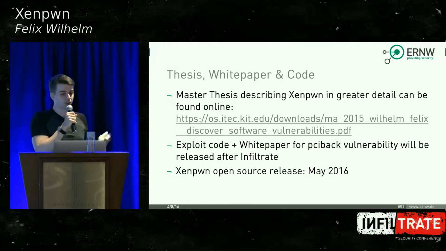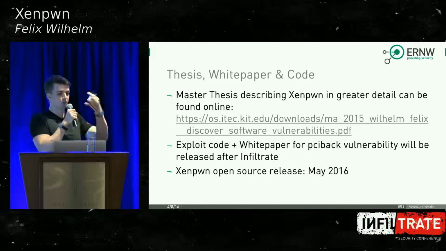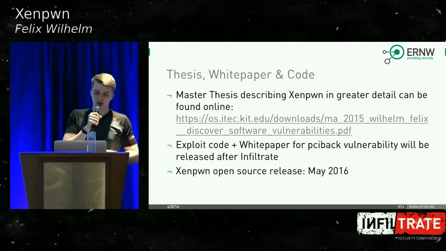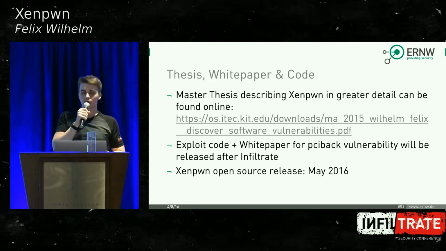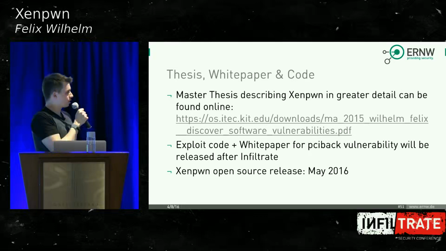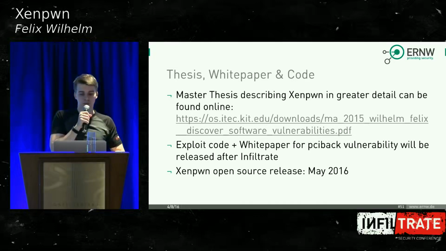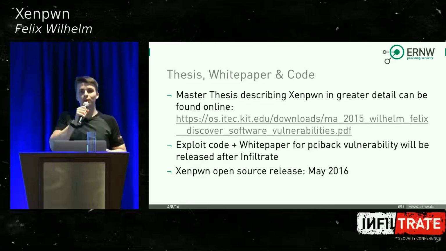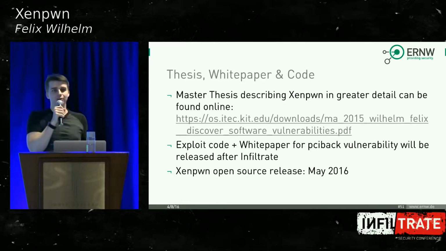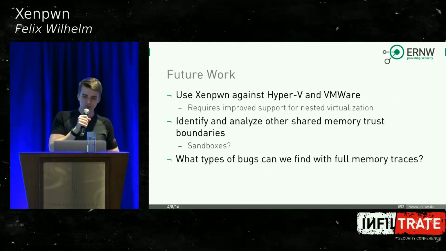So I'll release the exploit code for the PCI back vulnerability, as well as a white paper describing this format swap or this type confusion attack somewhere after Infiltrate, probably next week when I'm back in Germany. And I plan to open source Xenpwn completely sometime next month. The main problem is that it's currently only building on my machine, so I have to clean that up. And if that's done, I can release it as open source.